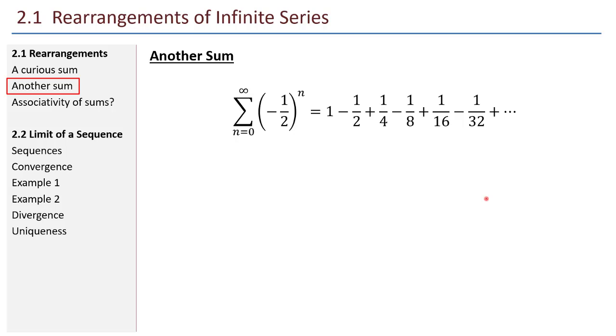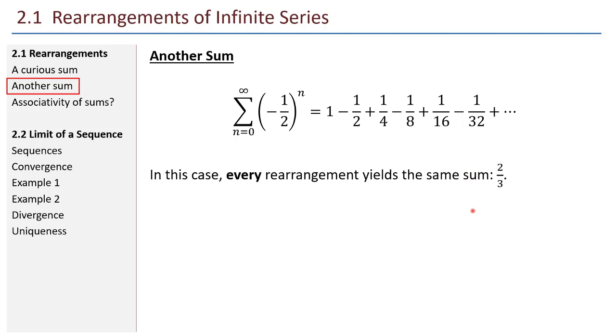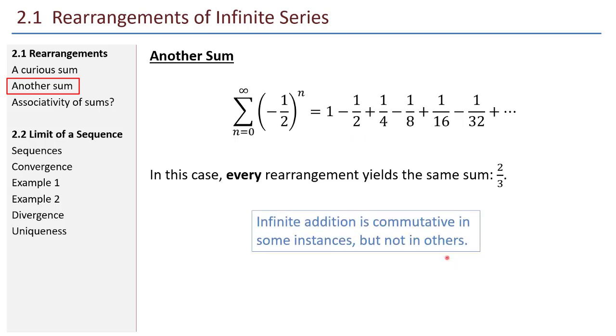Here's another example. The summation n goes from 0 to infinity of the powers of negative 1/2. So 1 minus a half plus a fourth minus an eighth plus a 16th, and so on. It turns out that in this case, every rearrangement yields the same sum, 2/3. No matter how I flip these terms around, the sum will always be 2/3. So what's going on? Infinite addition is commutative in some instances, but not others. So part of what we'll do is try to answer the question, what's the difference? How do I know if an infinite sum depends on the order of its terms?